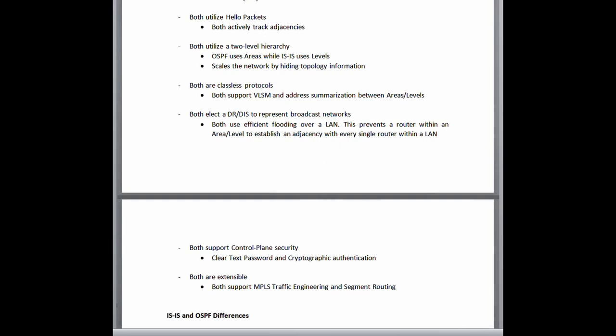Also, both OSPF and ISIS support control plane security, i.e. they both support clear text password and cryptographic authentication between neighbors. Also, both OSPF and ISIS are extensible routing protocols, i.e. both of these routing protocols have been extended to support MPLS traffic engineering and segment routing.